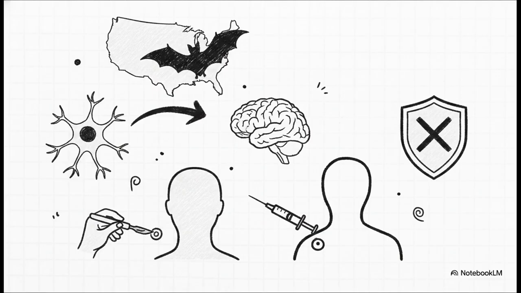USA main reservoir, bats. Pathogenesis, retrograde axonal transport to the CNS. Paralytic rabies, it's a sneaky Guillain-Barré mimic. Gold standard antemortem diagnosis, skin biopsy from the nape of the neck. Vaccine location, deltoid muscle only, never ever the glute. And rabies immune globulin, strictly contraindicated in previously vaccinated folks.